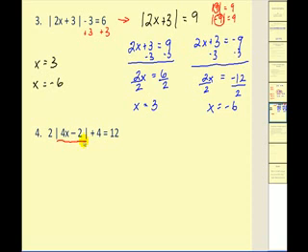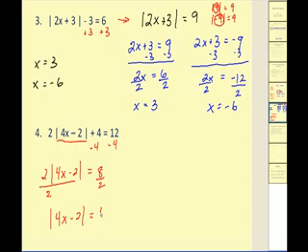Number 4, here is the absolute value piece that we must isolate. So first we'll subtract 4 on both sides. 12 minus 4 would give us 8. This is connected by multiplication, so we'll divide both sides by a positive 2. So we have the absolute value of 4x minus 2 is equal to positive 4. We will have two linear equations to solve.